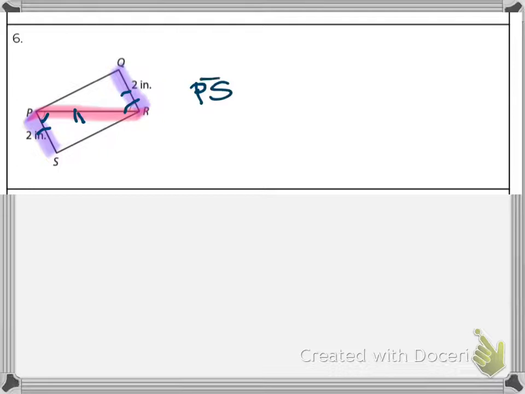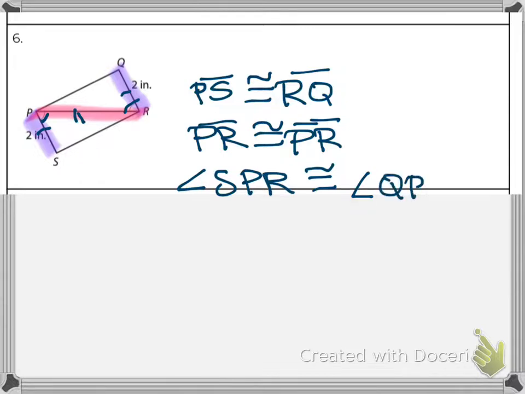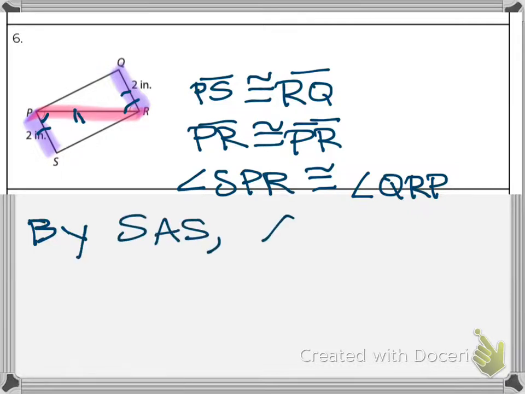So we've got PS is congruent to RQ. PR is congruent to itself by the reflexive property. And I've got that angle. Got to use 3 letters because we've got adjacent angles again. SPR congruent to angle QRP. So by side angle side, the triangles are congruent.